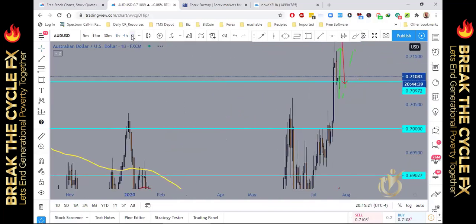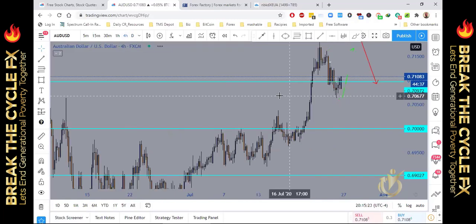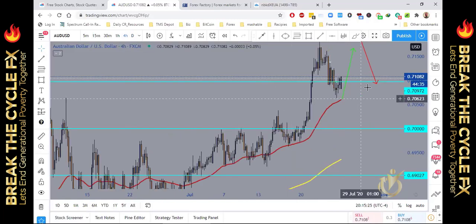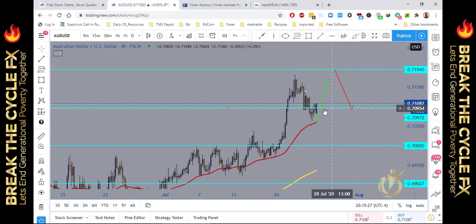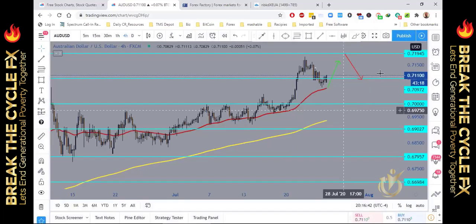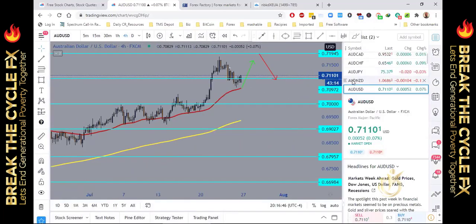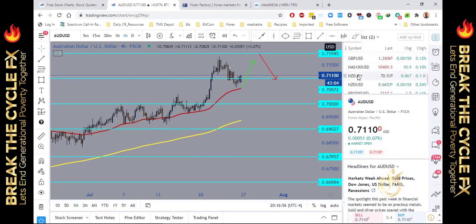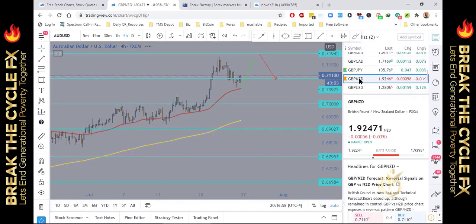All right. And once again, that 4-hour, nice, strong, bullish move is not showing us a sell, so we're taking the buys. All right. So let's check out GBPNZD real quick, and then we are done, guys. We are done. GBPNZD. Where you at? Here we go.